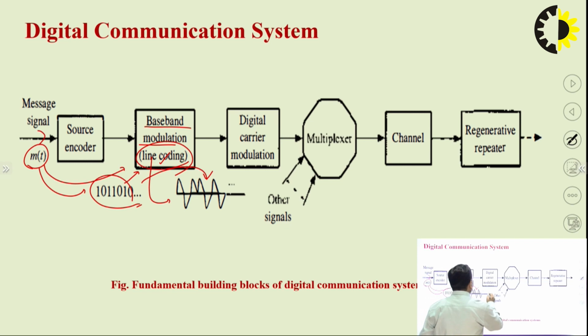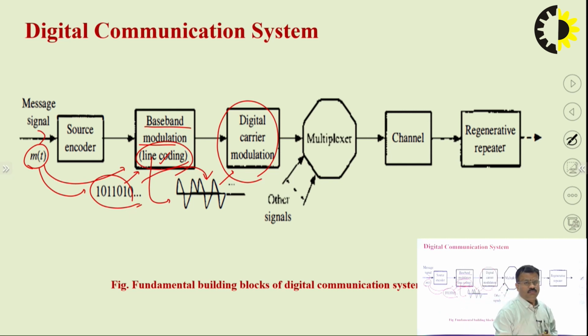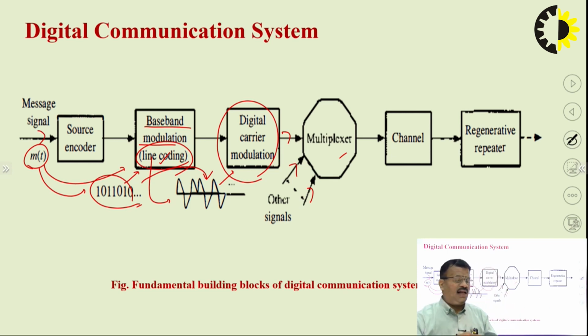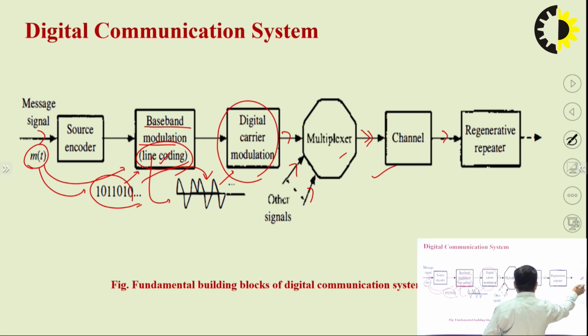Now, for simple digital carrier modulation we can use ASK, FSK, PSK and so on. Now it will go to the multiplexer. Other signals will also go. Multiplexer means many into one. Several signals are combined, and finally a single signal is generated at the output. So multiplexing will be there using FDM or TDM and so on. Now across the channel we are communicating our signal. Now regenerative repeater and so on, and we will get the output signal in this digital communication system. So here, regenerative repeater.